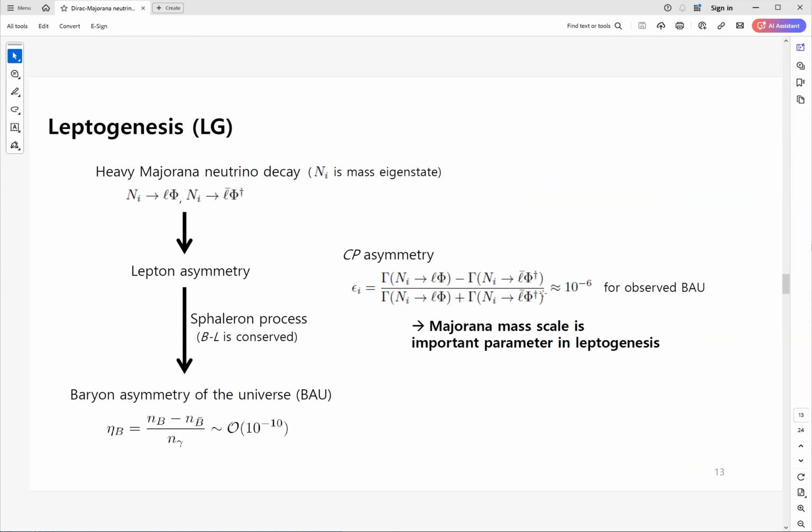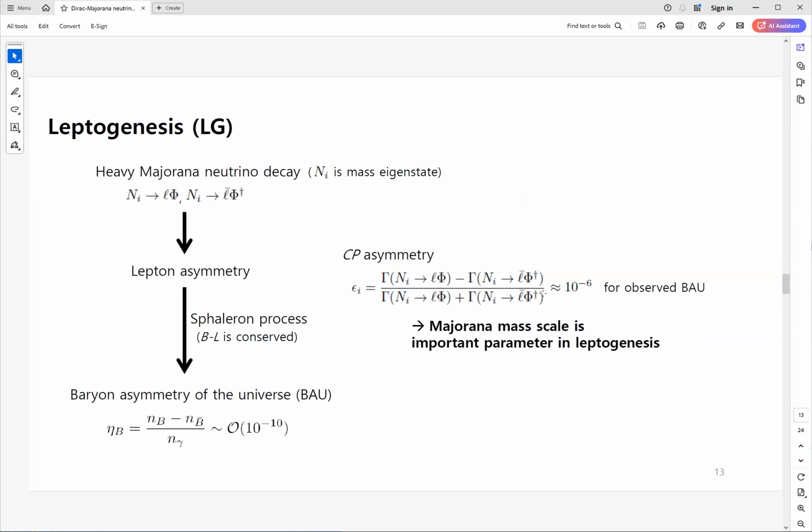Finally, we also consider some early universe phenomena related to such neutrino mass variation. In the early universe, leptogenesis occurs to explain the baryon asymmetry of the universe. The baryon asymmetry of the universe, the BAU, is parameterized by eta_B, which is of order 10 to the minus 10. The Standard Model cannot explain this, so there are several baryogenesis models, and leptogenesis is one of them.